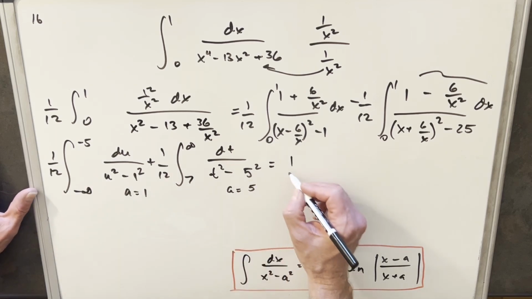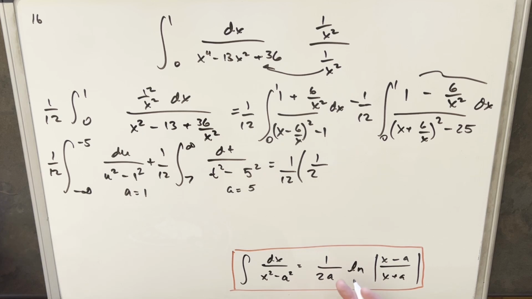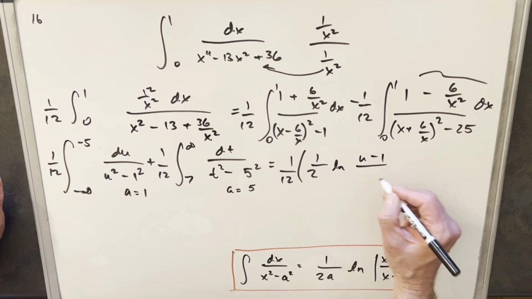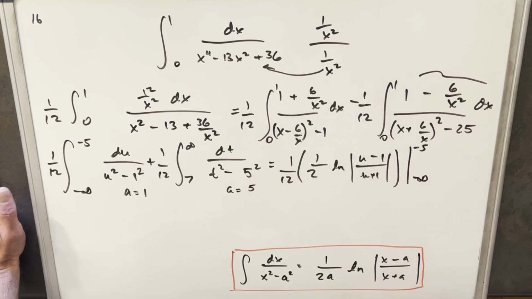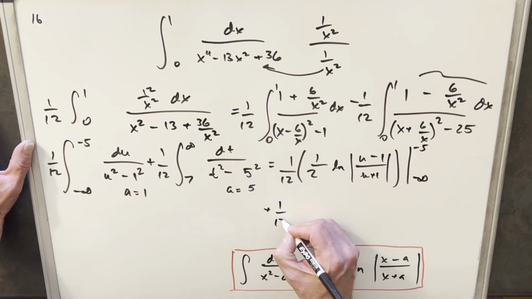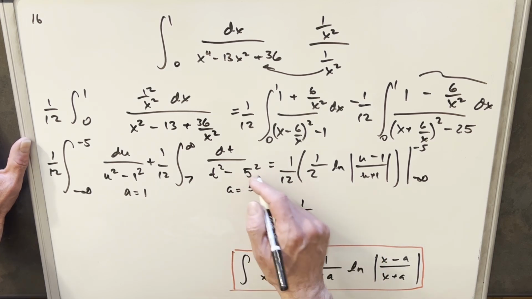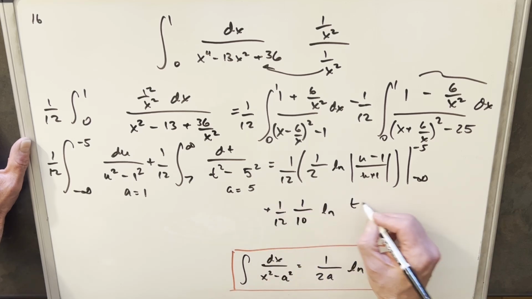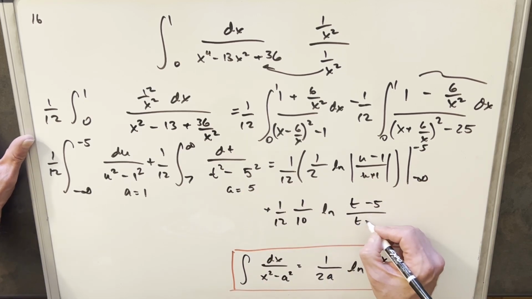So first, let's just bring a 1 over 12 out in front of everything. Then let's focus on the first one. Using this formula, we're going to have 1 over 2a, but a is just 1 here, so we're going to have a half natural log of (u minus 1) over (u plus 1). And this is from minus infinity to minus 5. And then let's look at the second one. Keep our 1 over 12. Then integrating this, we'll use the formula again. So we're going to have 1 over 2, but now we have a 5, so 2 times 5 is 10, natural log, and then we're going to have t. Doesn't matter what variable we use, but we'll stick with what we have. So we'll have t minus 5 over t plus 5.